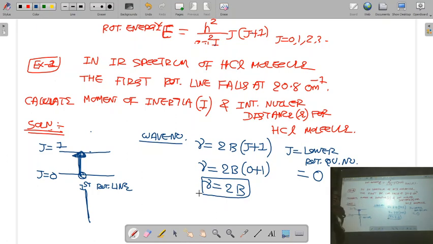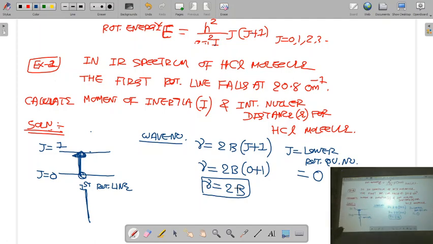So, please remember this equation of wave number of rotational line. When an HCl molecule is making a transition between rotational levels, the wave number of the absorbed rotational line is given by 2B(J plus 1), where J is the lower rotational quantum number. When the HCl molecule makes a transition from the lowest level J equals 0 to J equals 1, we get the first rotational line of the HCl molecule. The lowest quantum number is 0, so if you put J equals 0, you will get nu equals 2B.